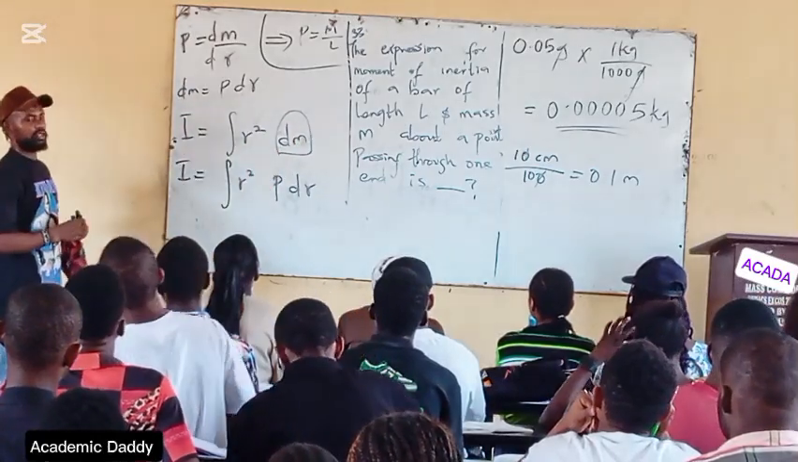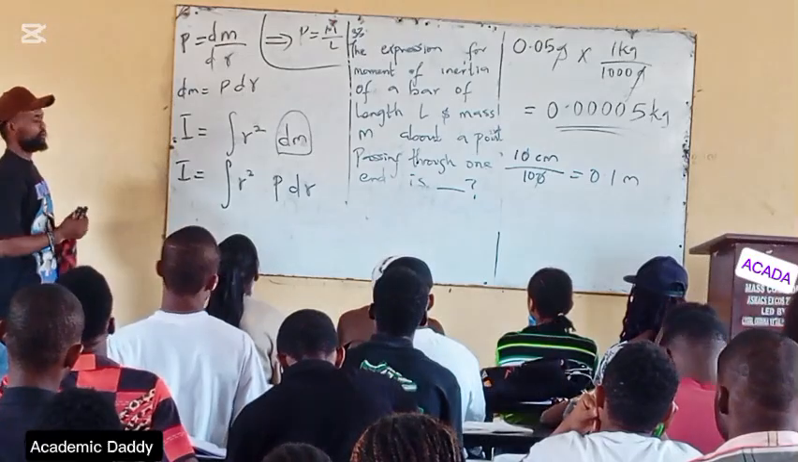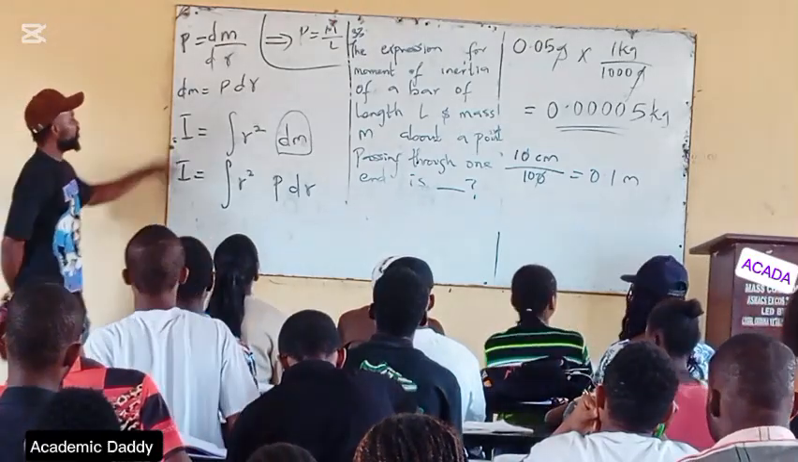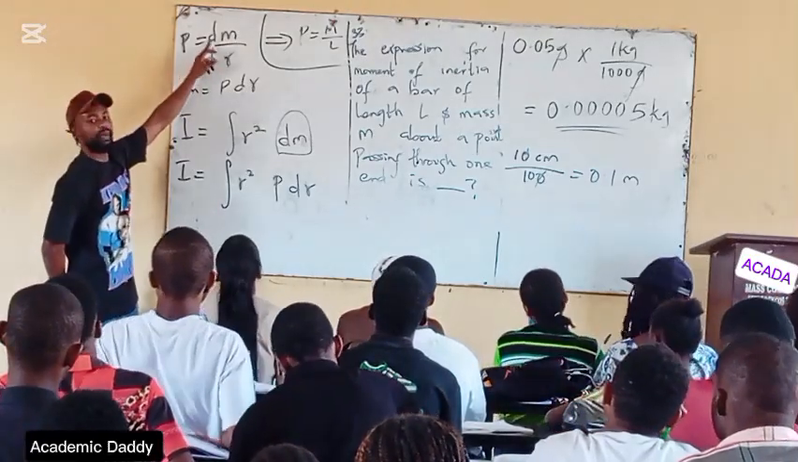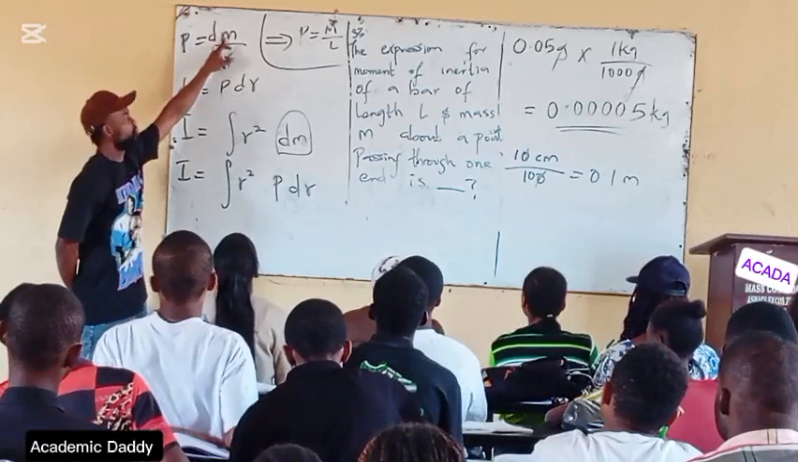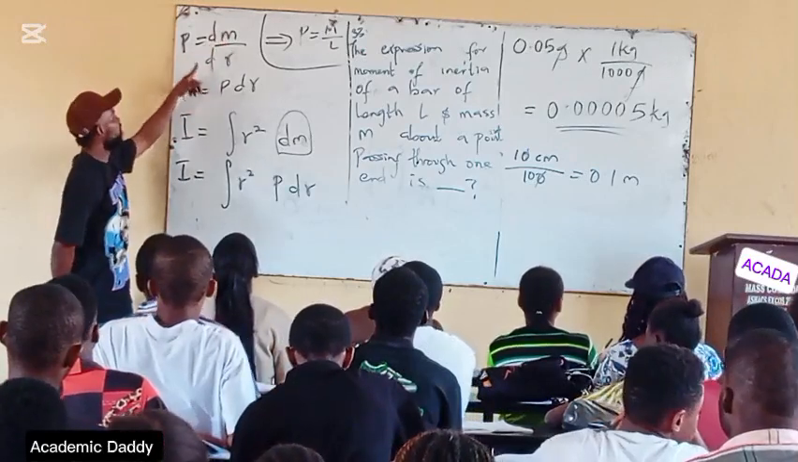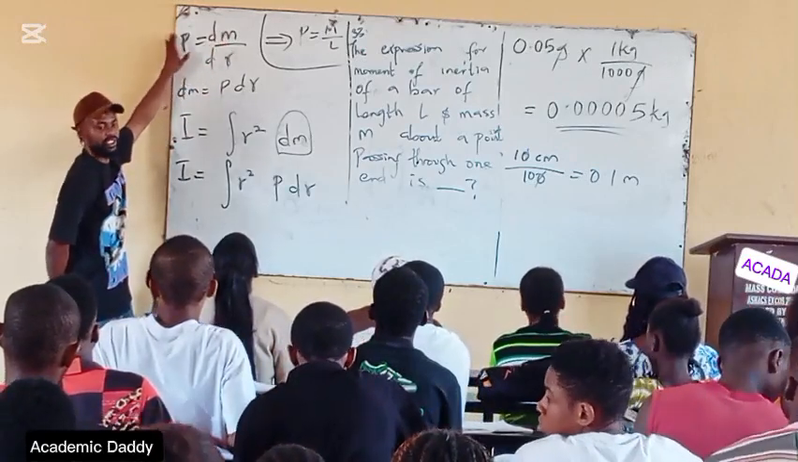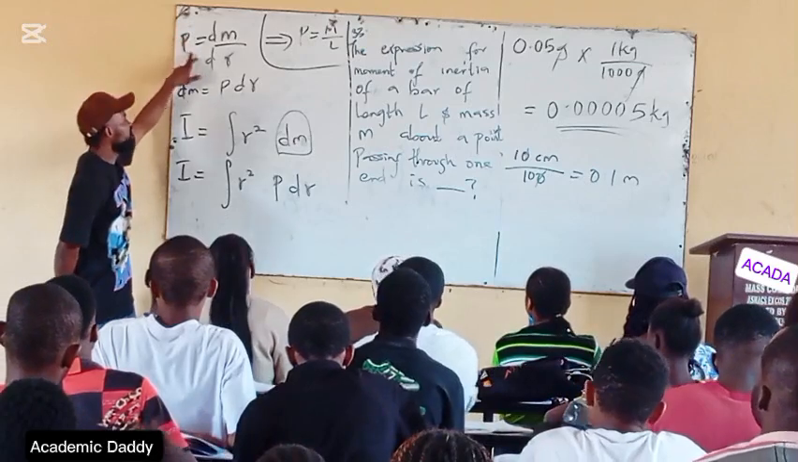Are you seeing it? Shall we make mass the subject of the formula, so that we now have P, which stands for density? I don't want to write density, so we now have P times the R.